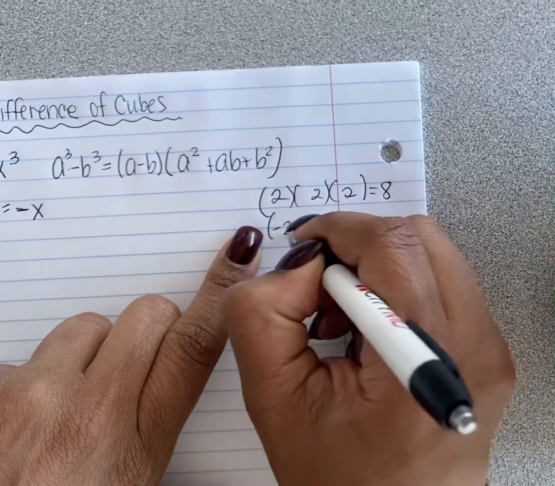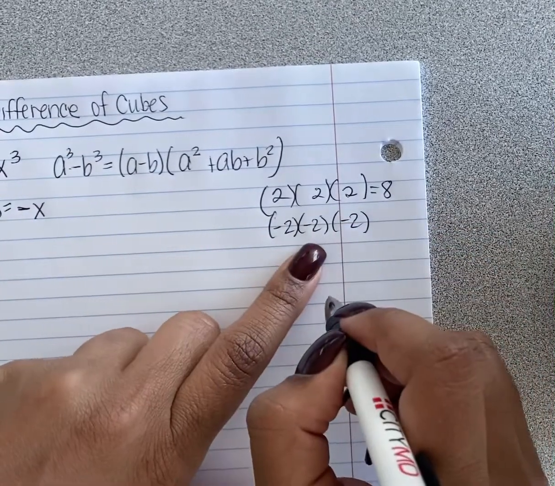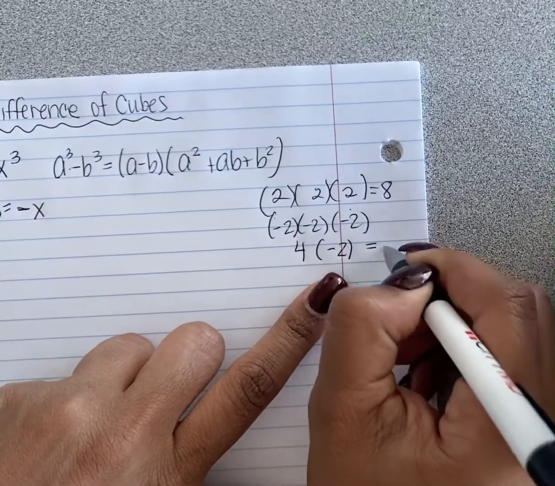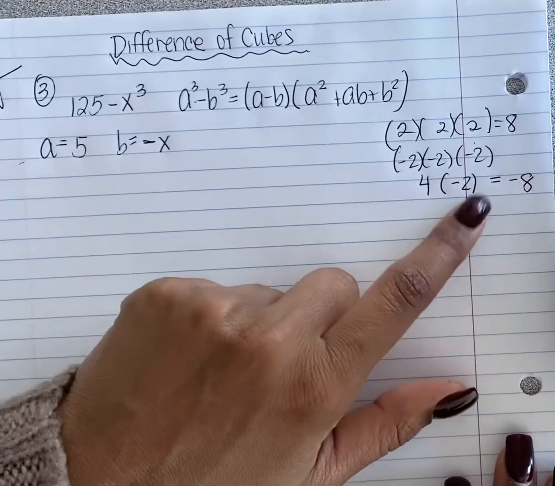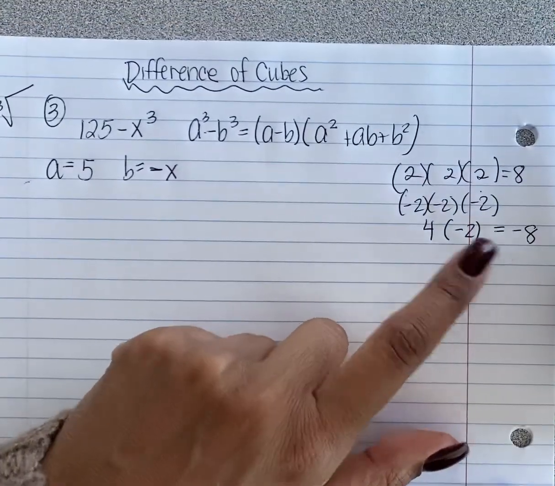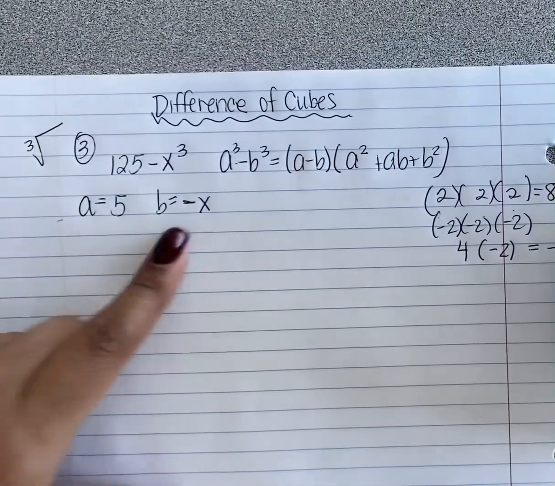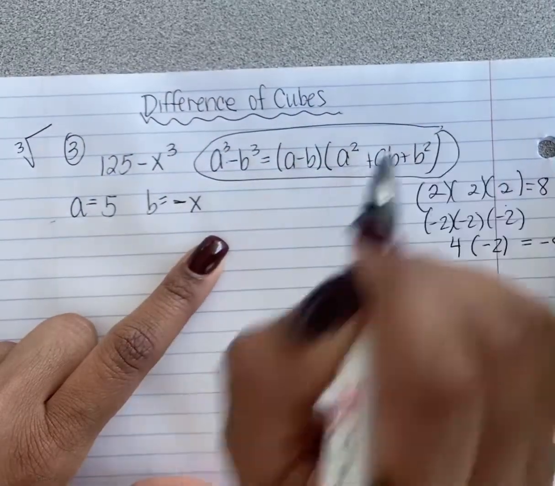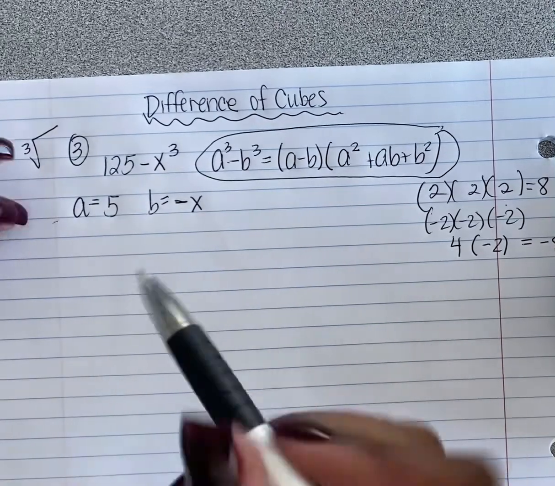But if my 2 is negative, right? Negative 2 times negative 2 gives me a positive 4, but then when I multiply that by a negative 2, it gives me a negative 8. And so the only way that you can get a negative when you're cubing something is literally that number has to be a negative. And so that's why this x is negative. So I'm going to use this formula, which once again is not given to you, you need to memorize it, to determine what my factored form will look like.